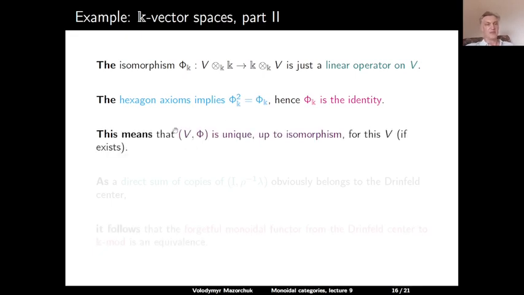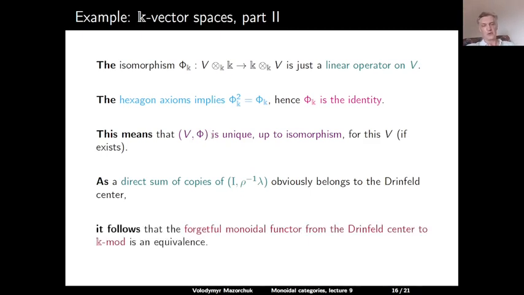In particular, it means that the pair v, phi is defined uniquely up to isomorphism for each v. And of course, if we take the identity object, we have the corresponding Drinfeld center element given by the pair the identity object, rho inverse lambda. This always exists. And if we get the direct sum of the dimension of v copies of this identity object, rho inverse lambda, we get up to isomorphism our unique element v, phi.